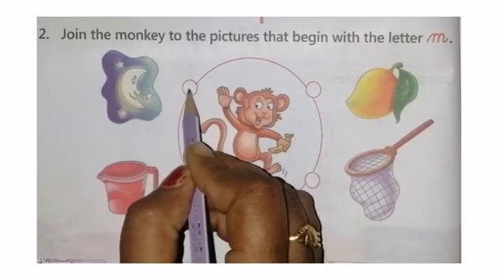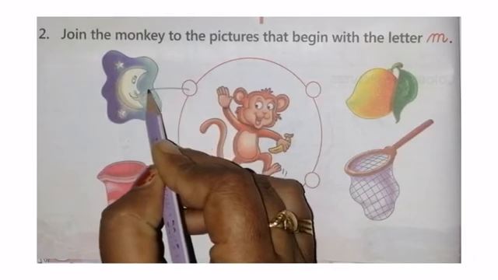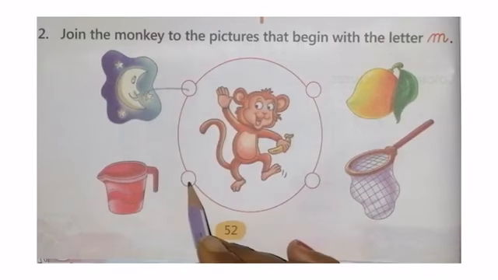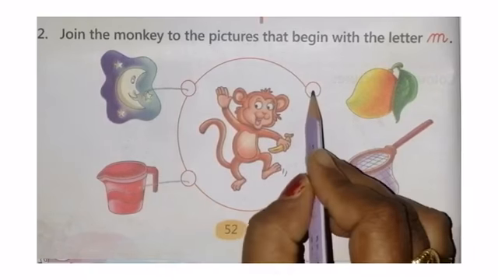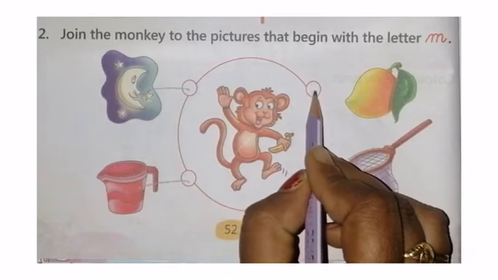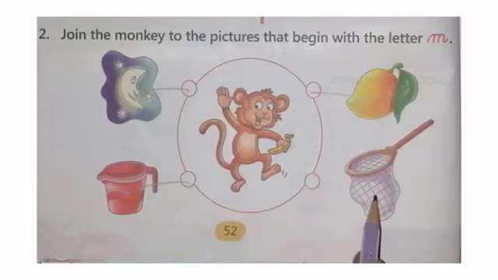M for moon, M for mug, M for mango. What is this? Net. So we will not match with it. Okay.